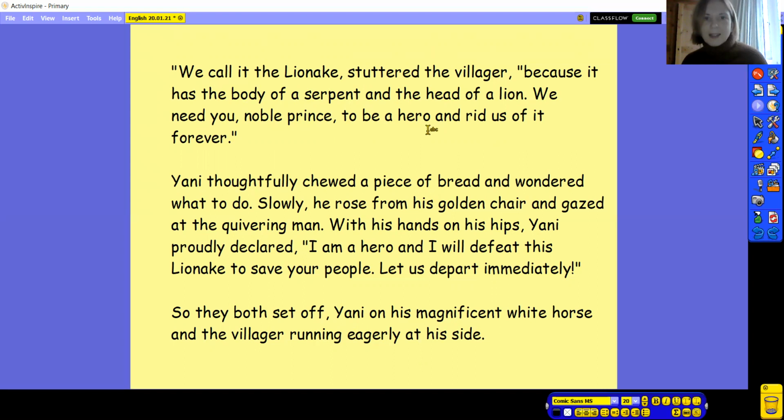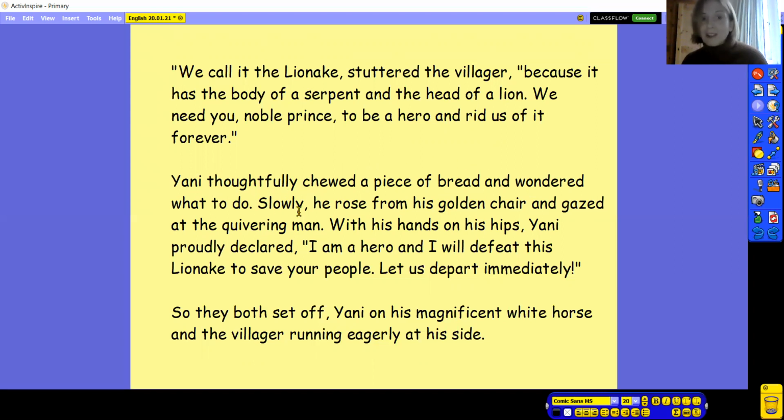So again here, the villager is reaching out, saying he wants Yanni, the hero, or not, as the case may be, to come and save the village. So he's imploring Yanni to come and save it. So let's see what happens next. Yanni thoughtfully chewed a piece of bread and wondered what to do. Slowly he rose from his golden chair and gazed at the quivering man. So here I've made a reference back to Yanni's breakfast. So the reader now remembers that actually, yeah, Yanni was eating his breakfast at the time. So he's wondering what to do. So he's not sure about what to do.